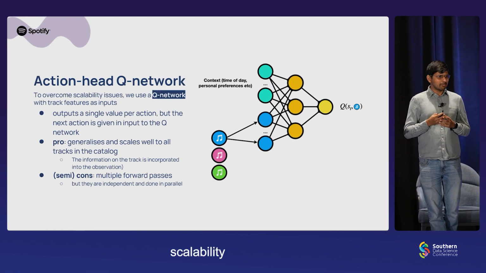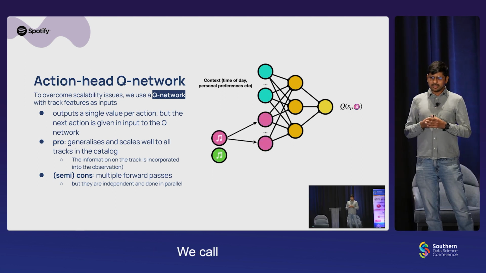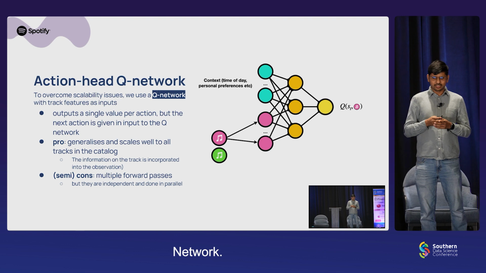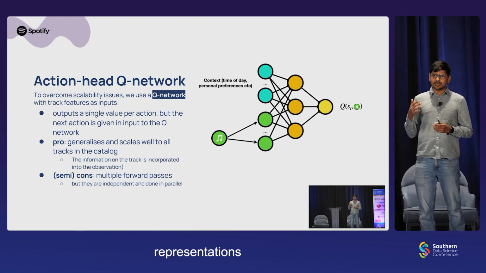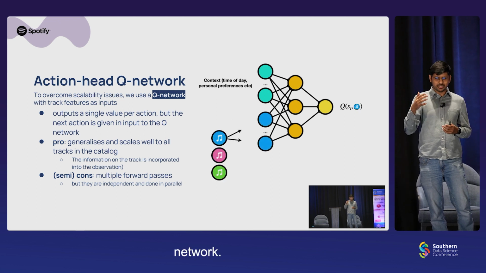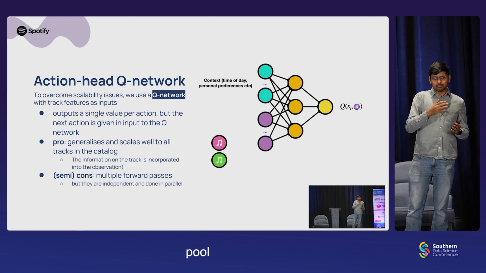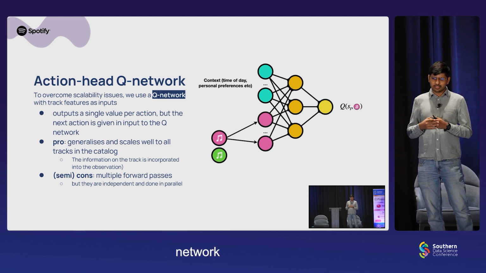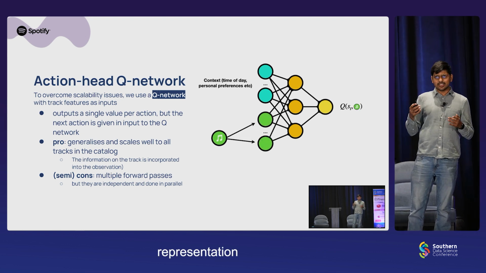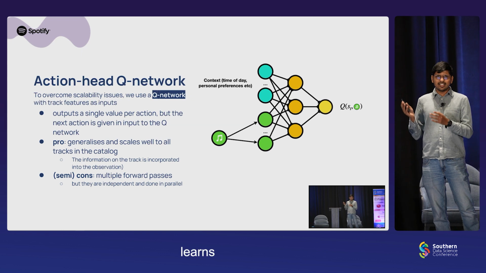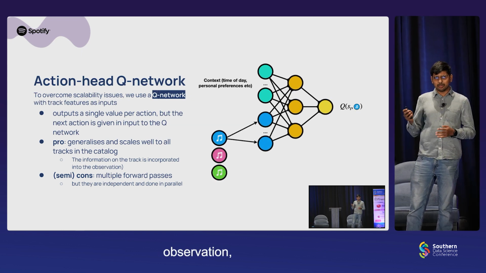To address the scalability issue, we use a modified version of the DeepQ network. We call this the action head Q network. So instead of using a fixed action space, we pass the action representations themselves to the Q network. In our case, we pass basically the track features or the candidate pool of items to the Q network. And the Q network, instead of learning the representation of a fixed action space, learns to take the representation of the action space from the input along with the observation.